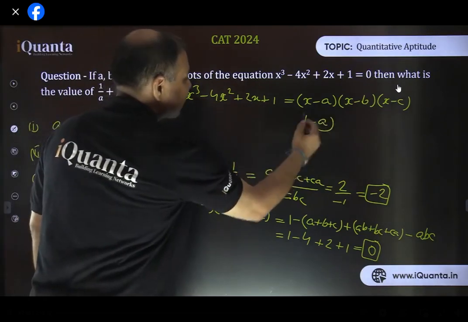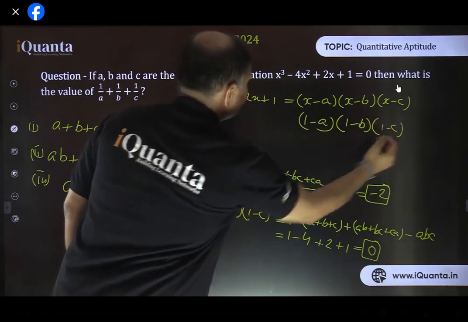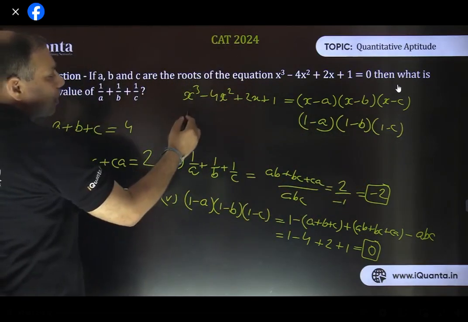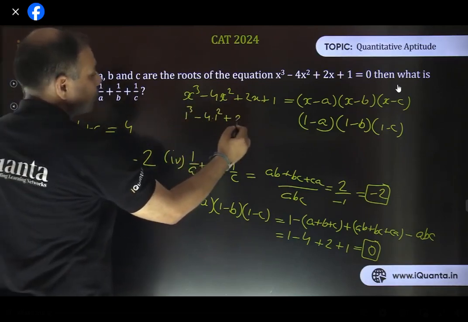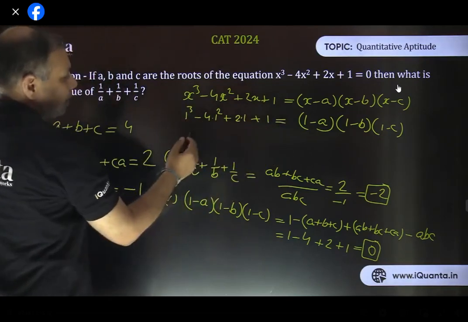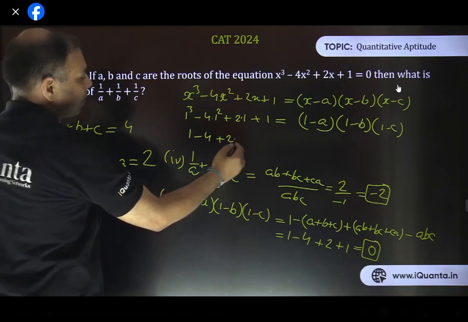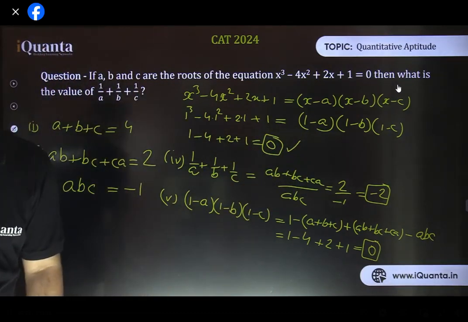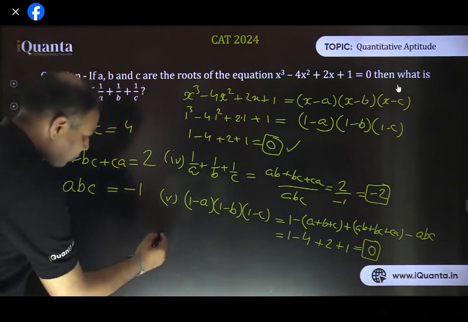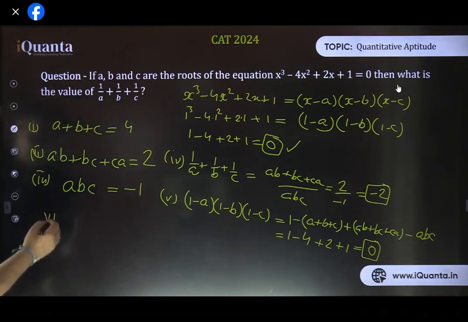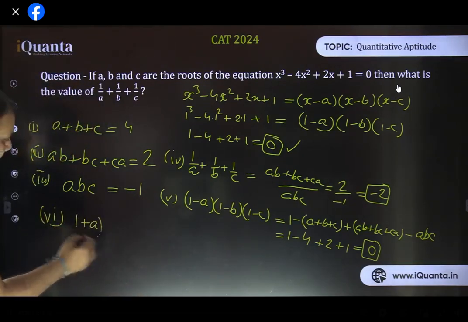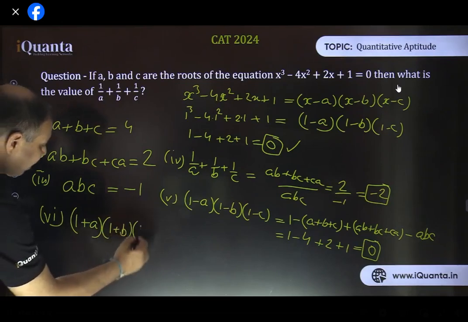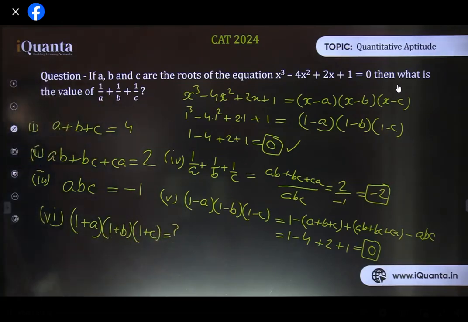So that will become 1 minus a, 1 minus b, 1 minus c. Putting 1 as the value of x, that will be 1 cube minus 4 times 1 square plus 2 into 1 plus 1. That's simply our answer, which is 1 minus 4 plus 2 plus 1, that is 0. Is it understood? Then quickly tell me one more if you are able to understand this. Let me write here, 6th part. What if 1 plus a, 1 plus b, 1 plus c is to be figured out? Please tell this answer also.